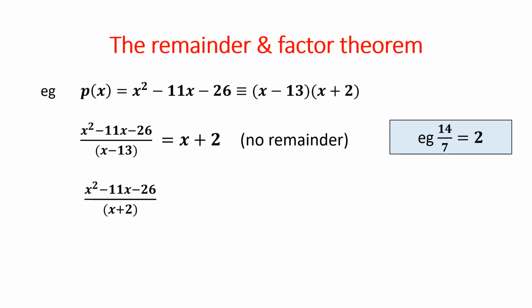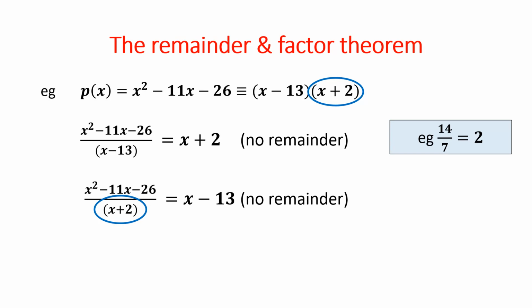If I took the polynomial x squared minus 11x minus 26 and divided it by the other factor, I'd come up with the factor of x minus 13 with no remainder again. So for example, I took 14 and divided it by the other factor 2, I'd end up with the other factor 7 with no remainder.